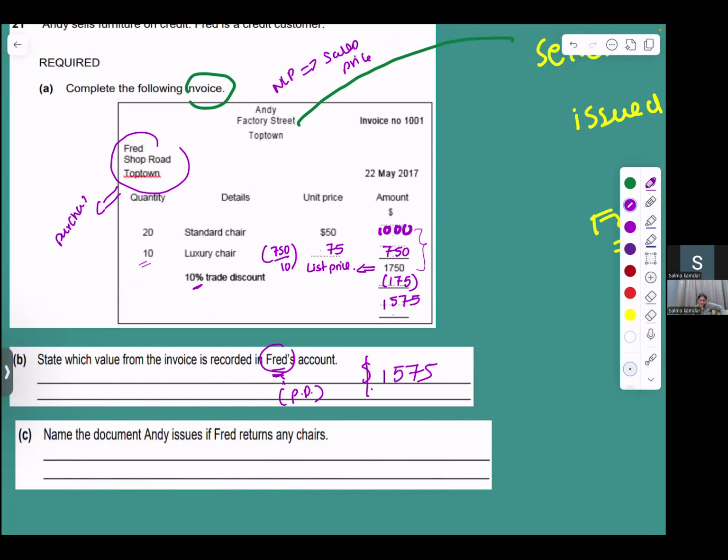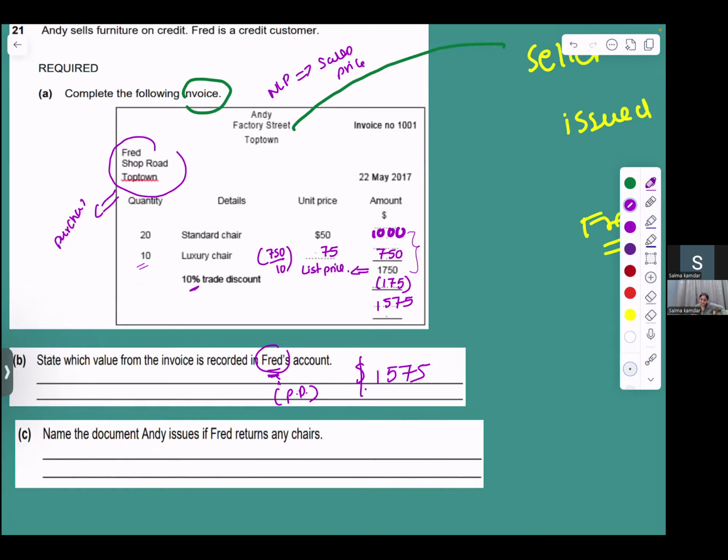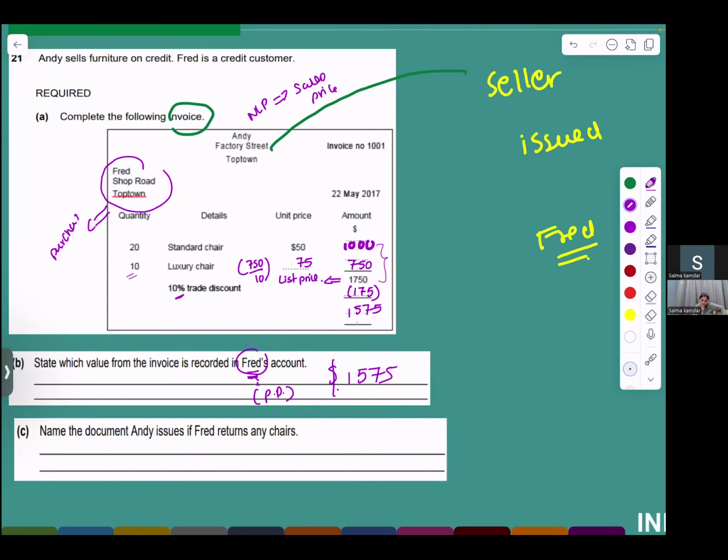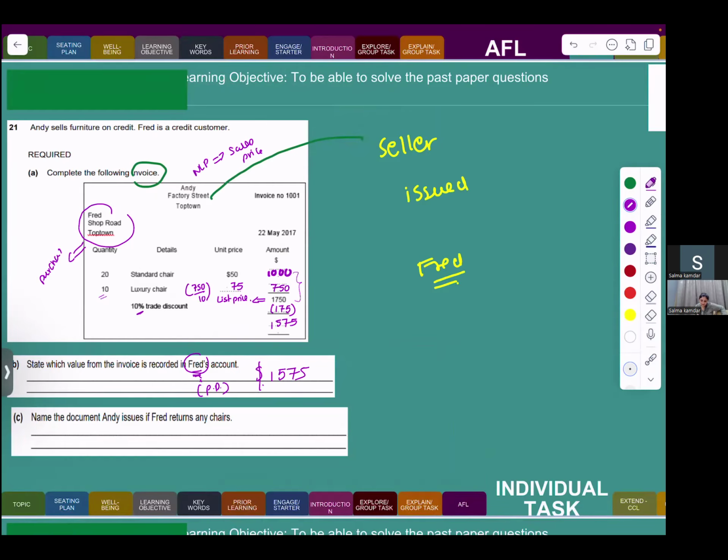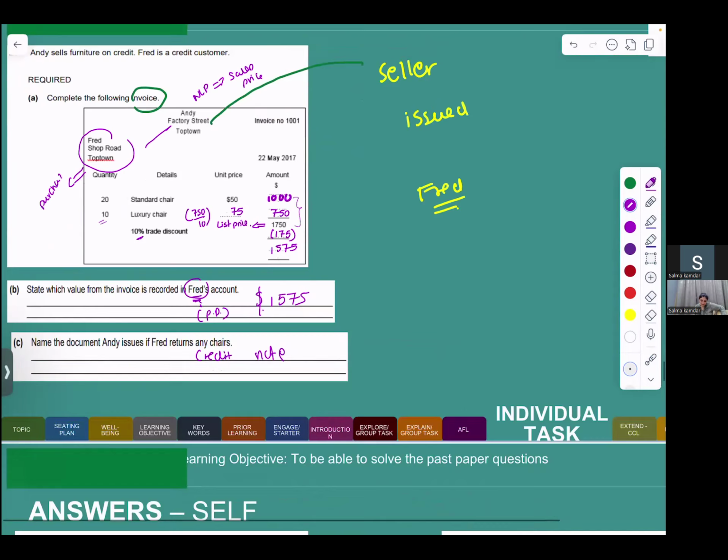Name the document Andy issues if Fred returns any chair. If Fred is going to return any chair, there is a sales return. Andy is going to issue a credit note. Okay? We go ahead with the next question.